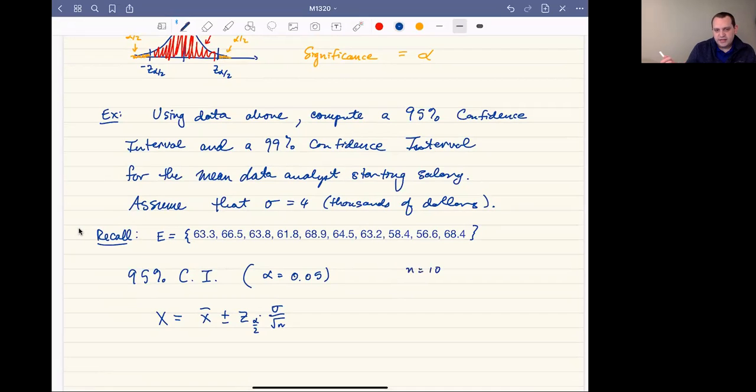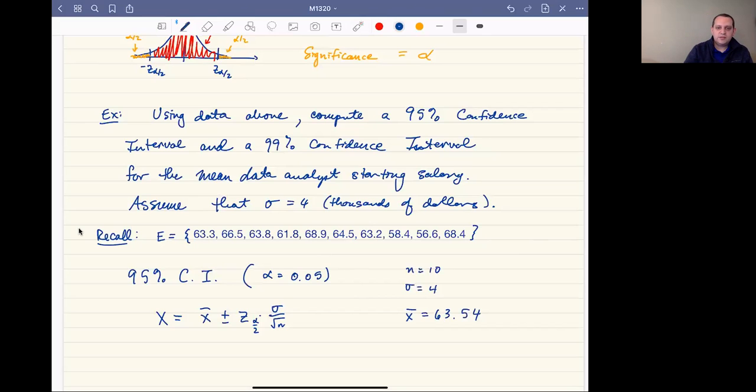In general, lowercase n is used to describe the sample size. We're assuming, based on the problem, that the population standard deviation is 4. And then we computed that if we take the sample mean of all the data that we have, that was 63.54. So we did that above in the previous example.